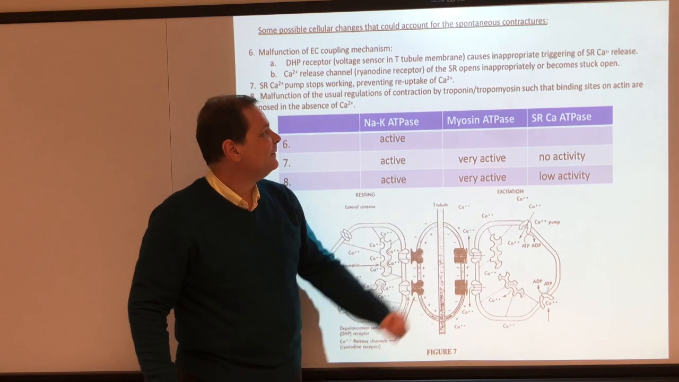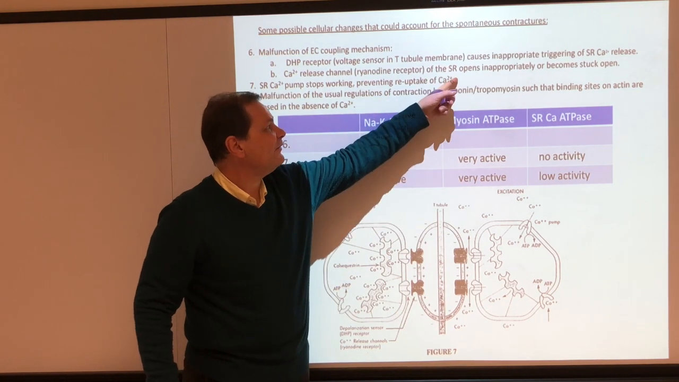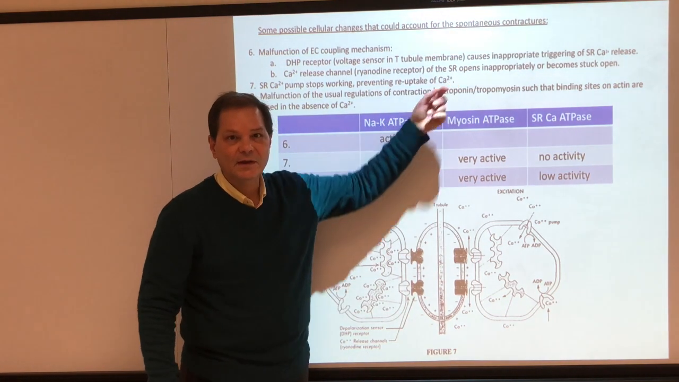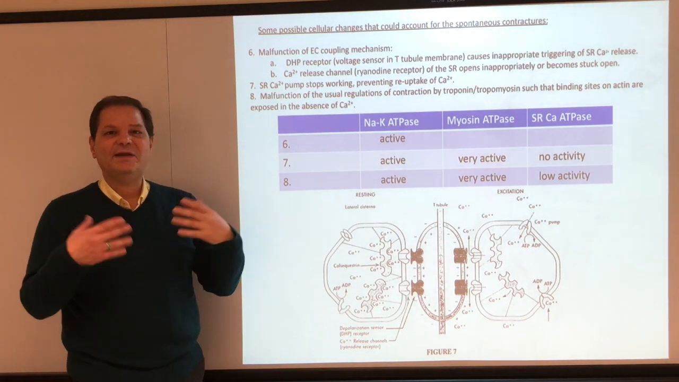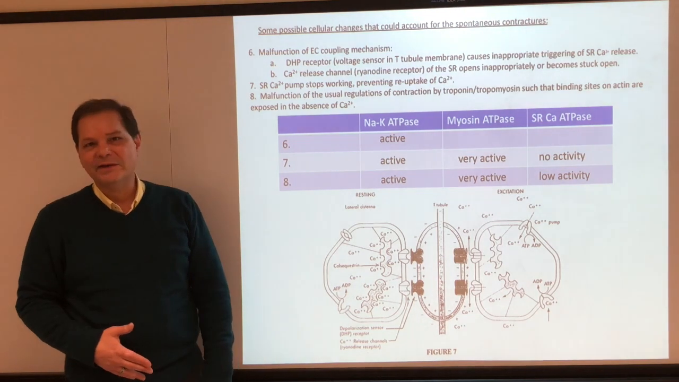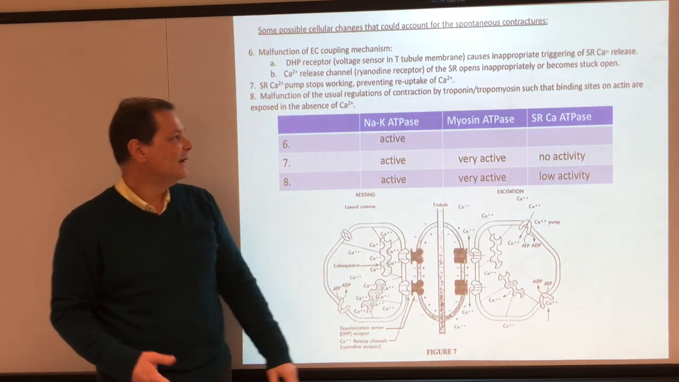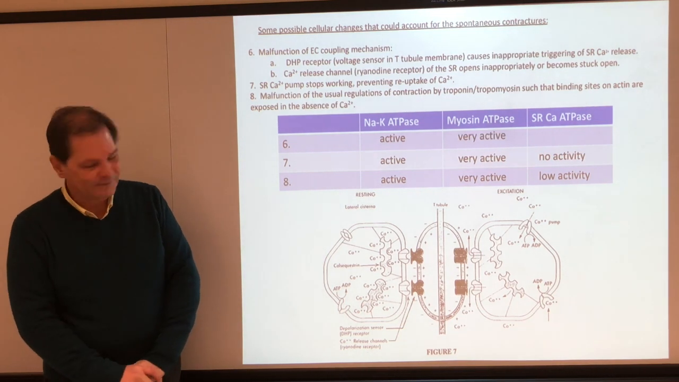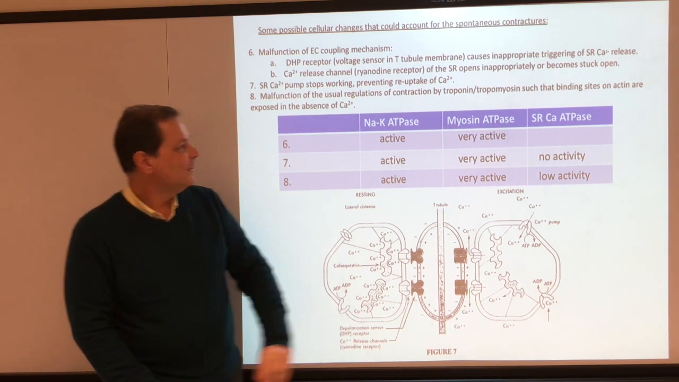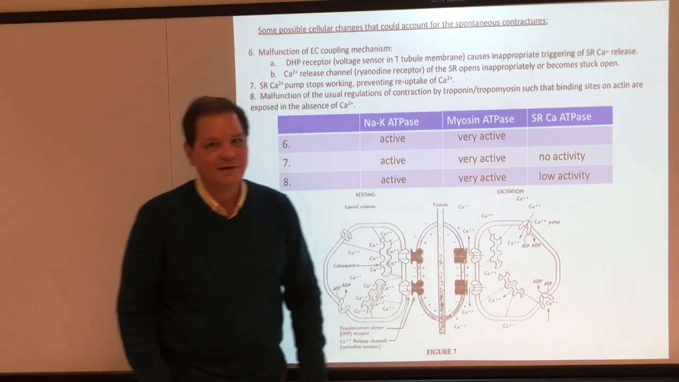What about the myosin ATPase? Well, if we're constantly releasing calcium, or if the channel's stuck open, the calcium is going to be very high in the cytosol. Your troponin C is going to have pulled the tropomyosin away because it's bound to calcium, and you're going to have a very high rate of contraction, a high myosin ATPase rate. So far, so good. What about the SR calcium ATPase?